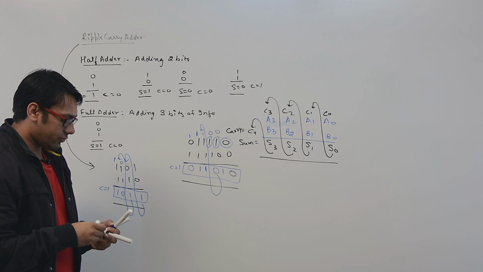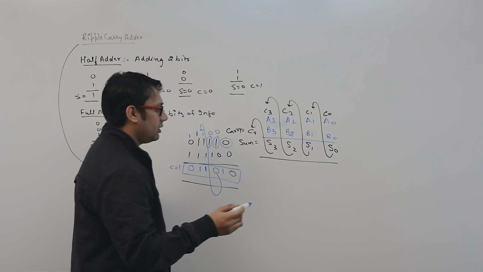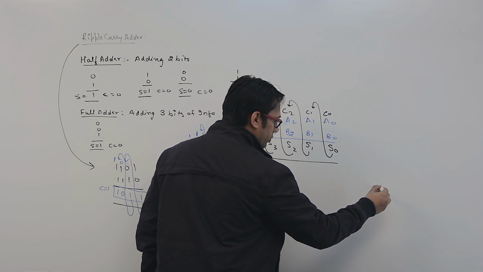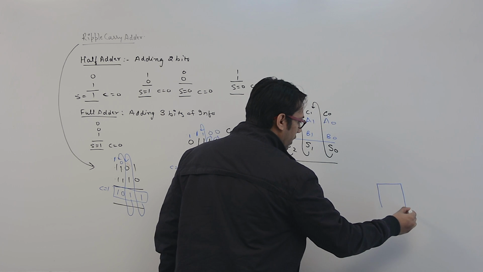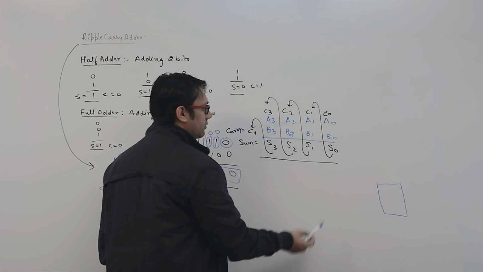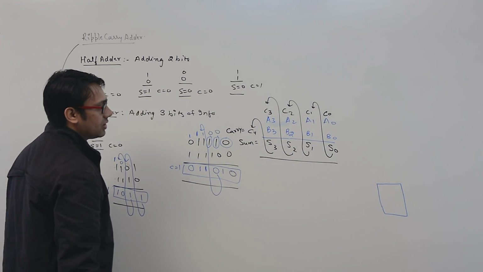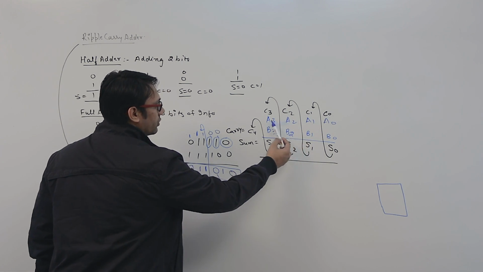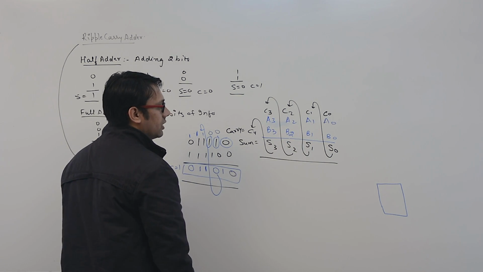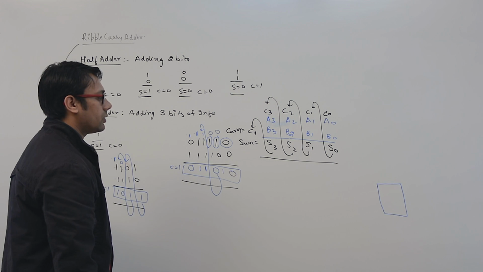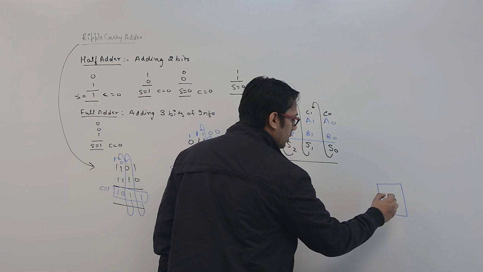So how can we use a full adder? See, it is very clear. Initially you are going to use a full adder. Assume we want to add 4 bit sequences. For example, here A0, A1, A2, A3, these are 4 bit sequences, right? So if you want to add 4 bit sequences, then you are going to use a full adder.